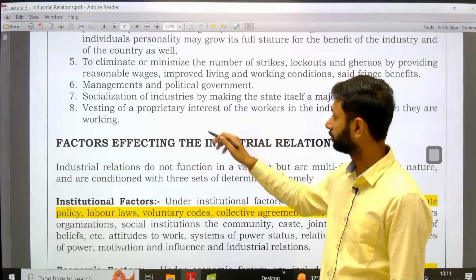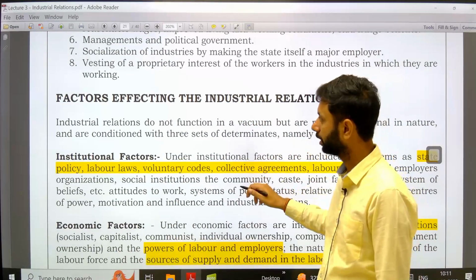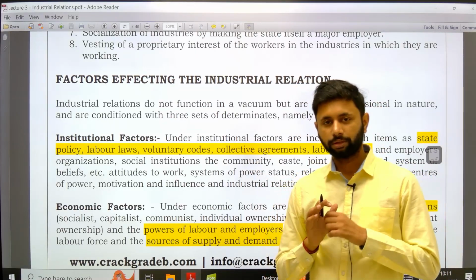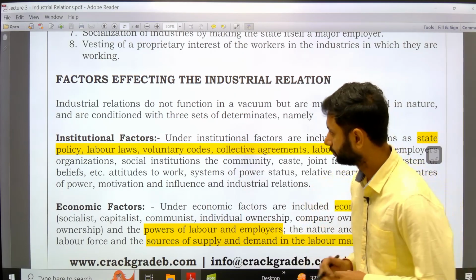It is management and political governance, socialization of industries by making the state itself a major employer. Okay. So these are the major objectives through which we will be understanding our concept of industrial relations.